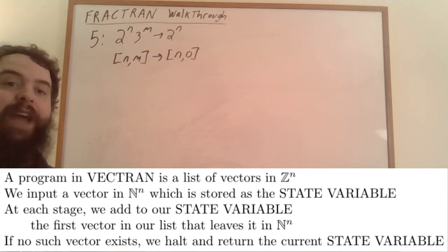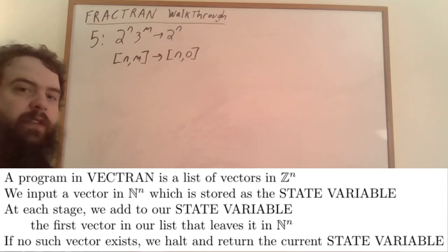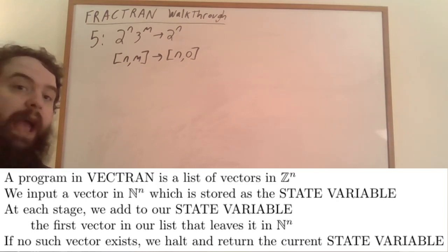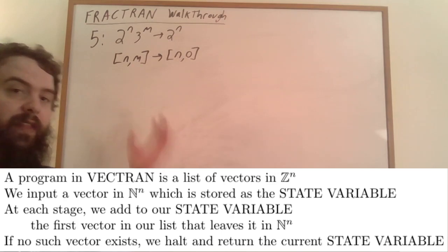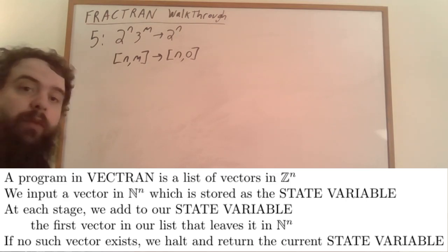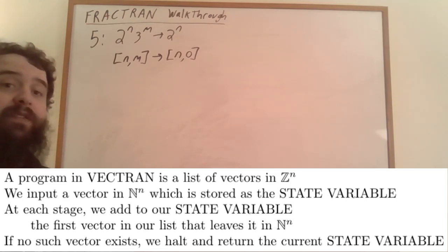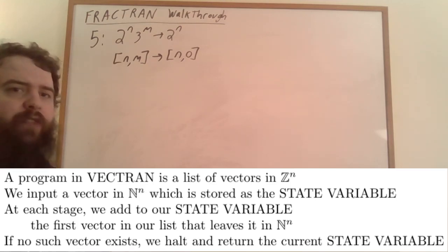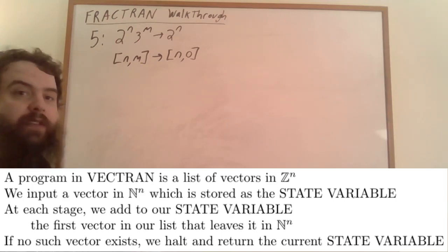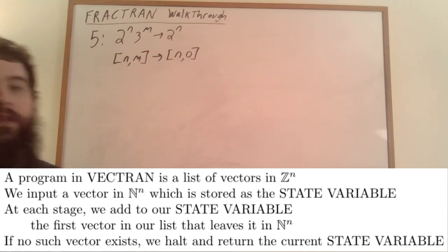A program in VECTRAN is a list of vectors of integers. We input a vector into the program, all of whose entries are non-negative. At each stage of execution of our program, we add to our vector the first vector on the list that will keep it a vector of non-negative integers. If there's no such vector on the list, then we output our current vector. Programs in VECTRAN are really just programs in FRACTRAN and vice versa when we take our numbers and take their prime factorizations and then just look at the vector of exponents.